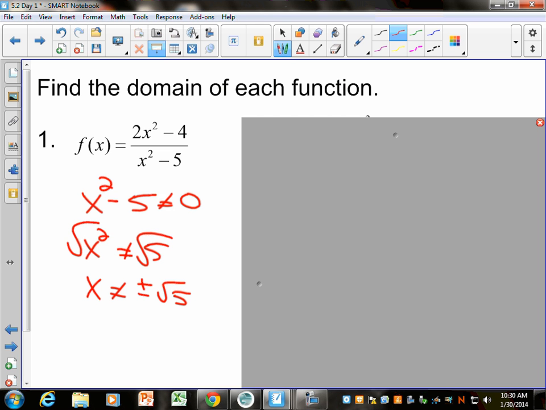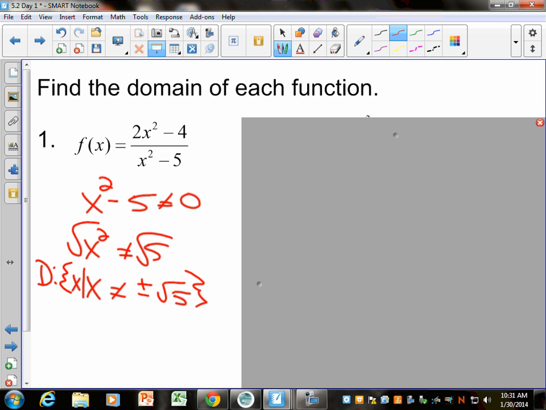Domain, we have to write it in the lovely domain way, which means you have two options. One option is you just do set notation, right? So you just do the little squiggle, x, line, squiggle it. Because that's the proper notation for domain. It means all x such that x does not equal these numbers.